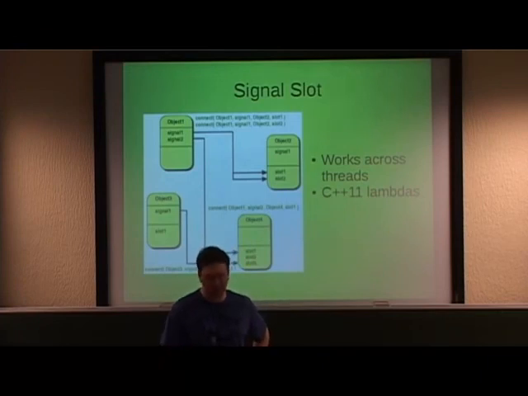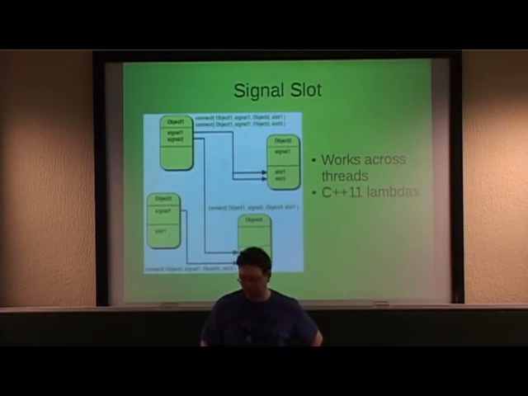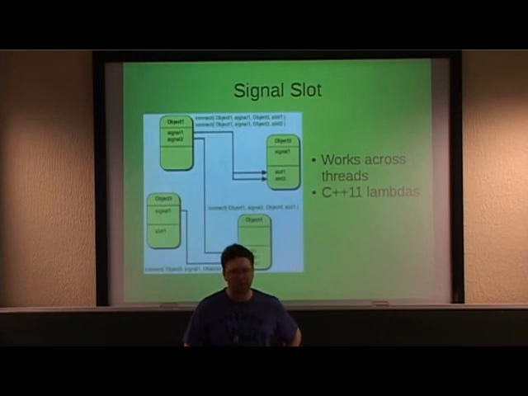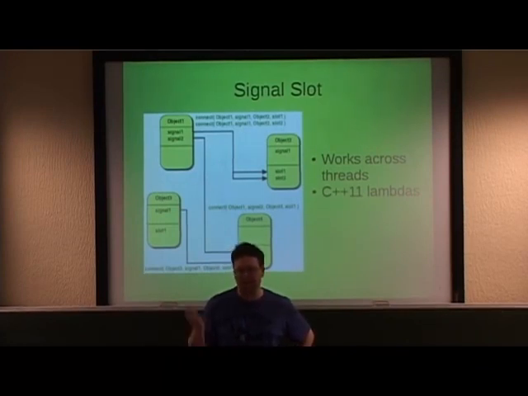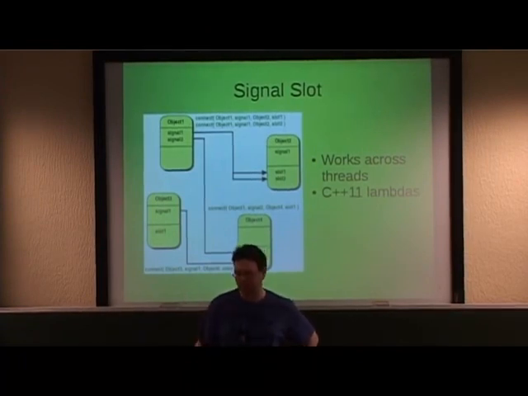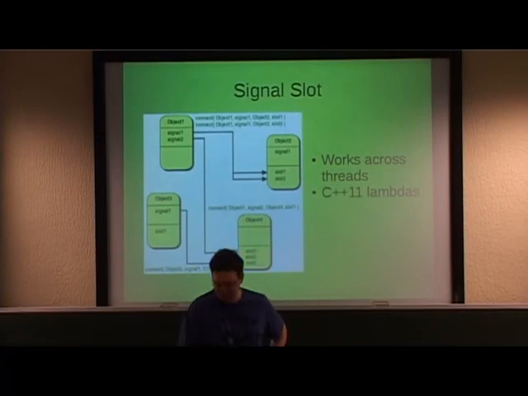So this is a very simple way of doing complex cross-thread communication. In C++11 you can even connect lambdas to signals. So you can just say if object 1 emits this signal, then do this, int x plus 1 or something.